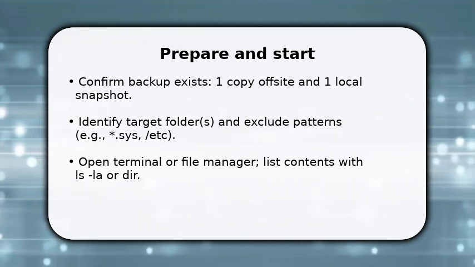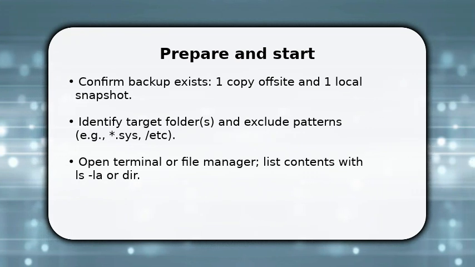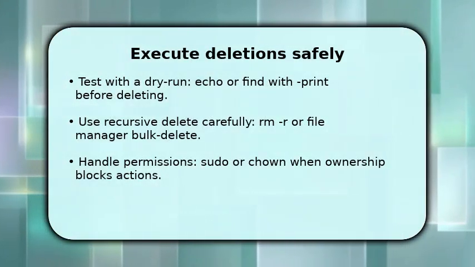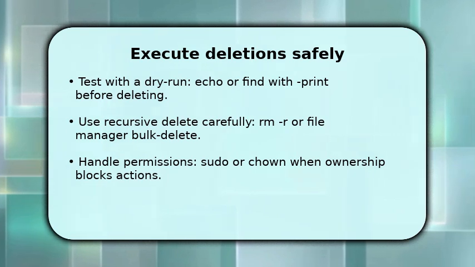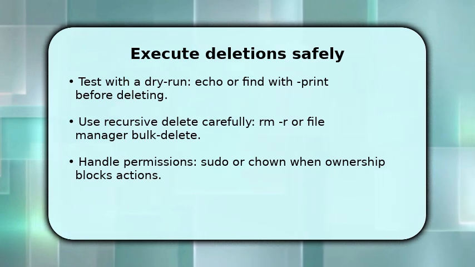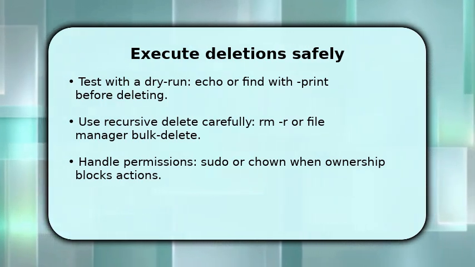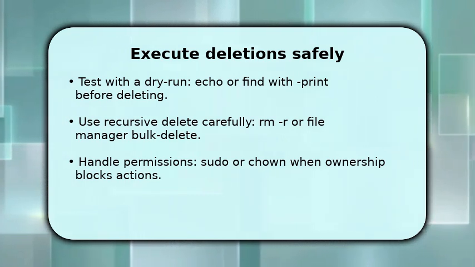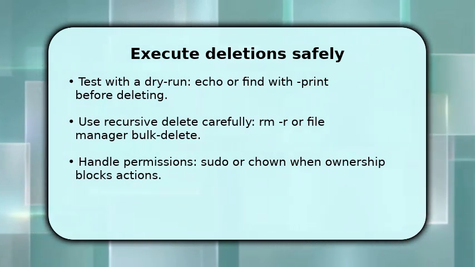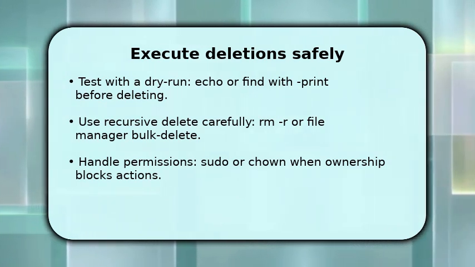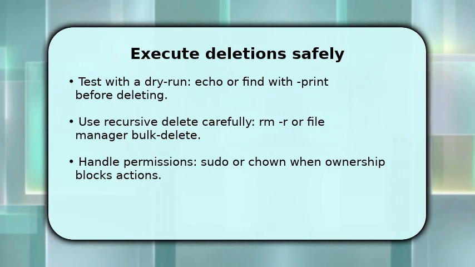Now you perform the deletion steps methodically. First, run a dry run to show what will be removed, for example, echo or find . -name pattern -print. Once the list matches your intent, execute the recursive delete with rm -r or use your file manager's bulk delete. Make sure hidden files are included. If files are owned by another user, escalate with sudo or adjust ownership temporarily. Monitor progress and pause if unexpected items appear.